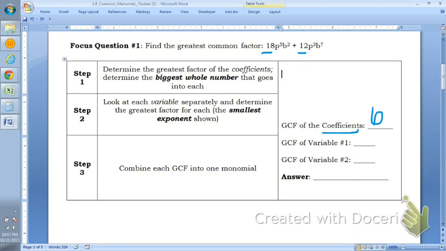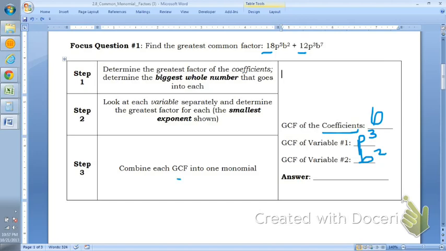To find the greatest common factors of variables, you want to look at each term and what variables are located in both terms. Well, both terms contain a p and both terms contain a b. The exponents, though, for the greatest common factor, the exponent is determined by the smallest exponent. For example, on p's, the exponents are 5 and 3, which is smaller? The 3. For the b's, the smaller exponent is the 2.